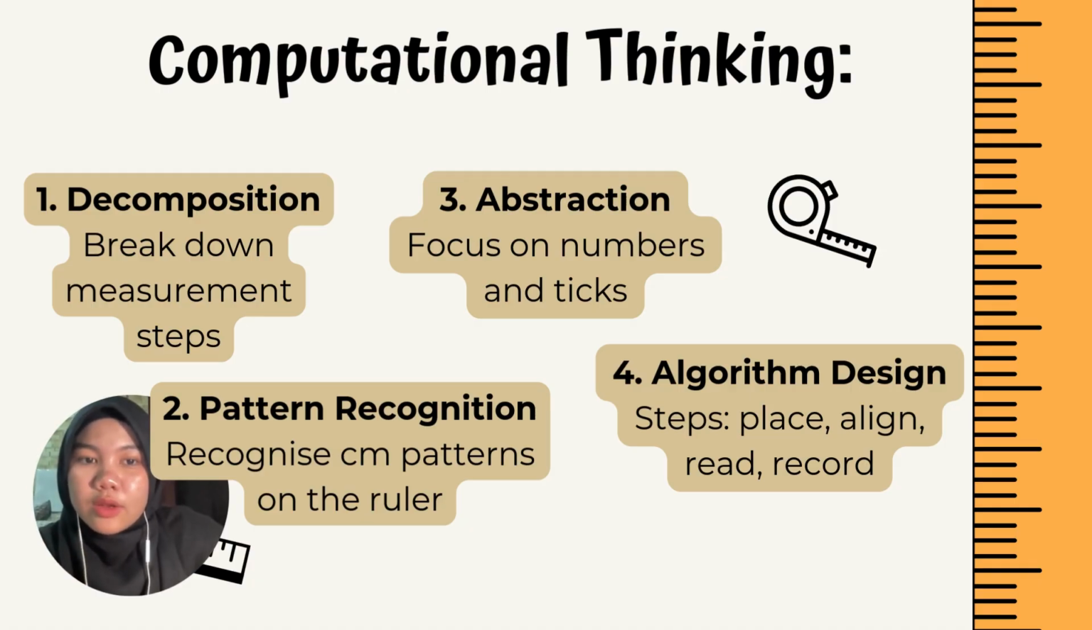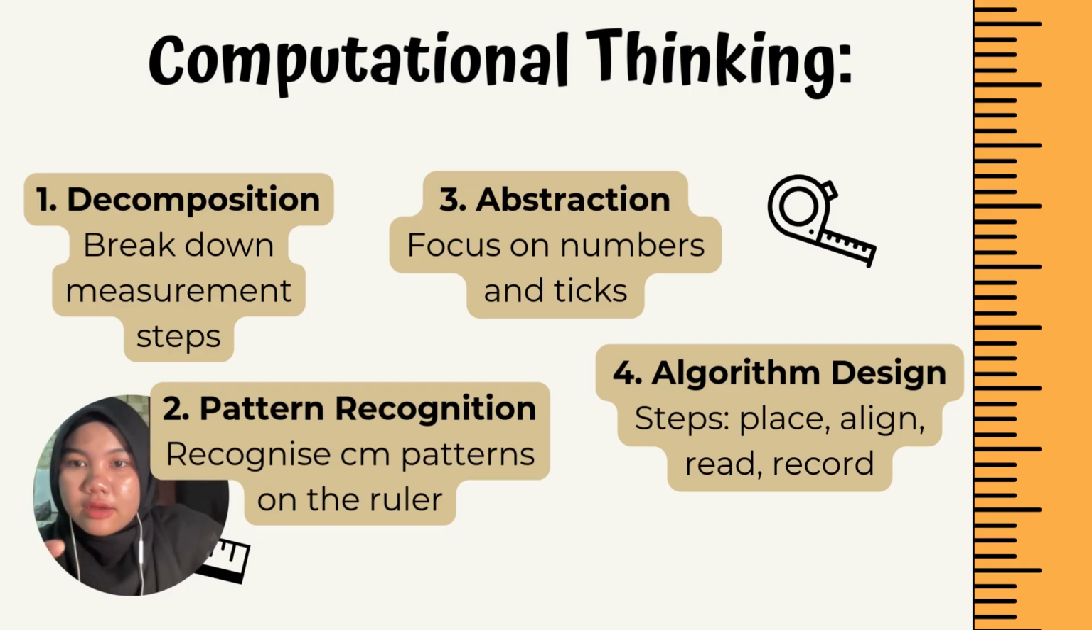When we recognize the steps, we go to the next one, which is pattern recognition. What do you notice about a ruler? Every centimeter is made of 10 small lines or millimeters, and those lines are always evenly spaced. So the pattern keeps repeating the same length.